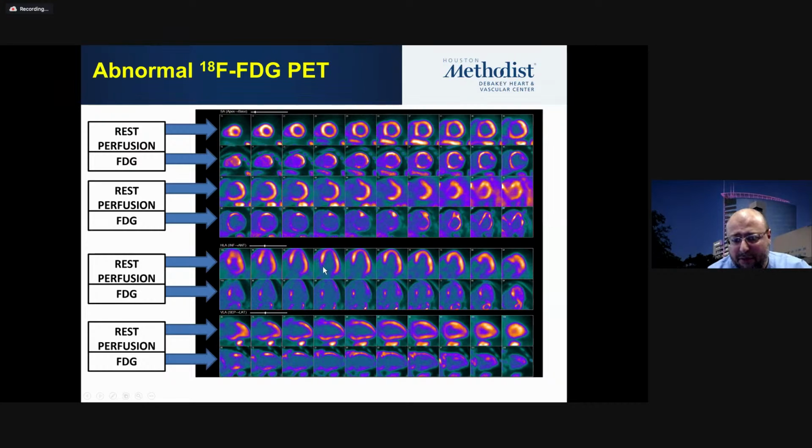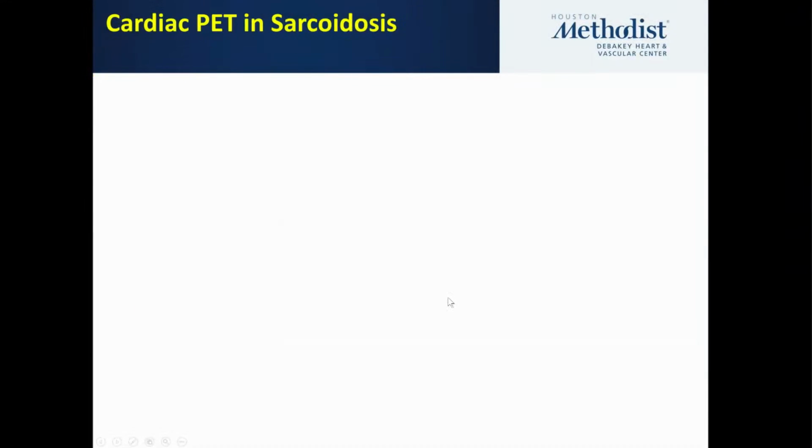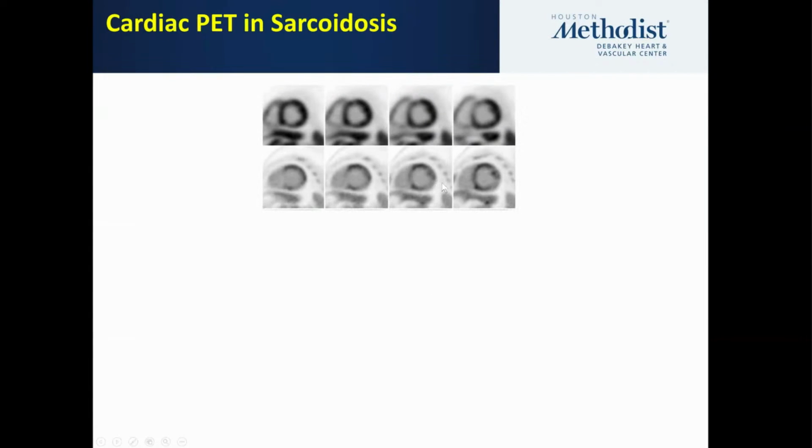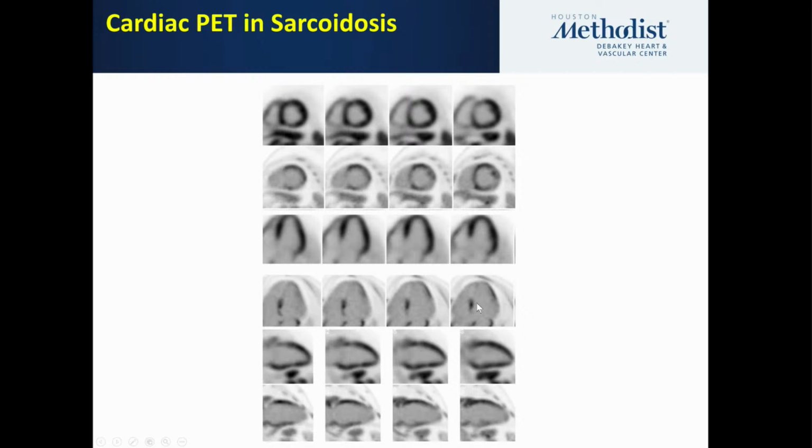So you see perfusion defect in the basal septum, and now you see FDG uptake in this area. We can see FDG uptake also in the left atrium and other areas, and recently we've been paying more attention to this because this might help us also in establishing the diagnosis. So this is an FDG uptake in the left atrium. You can also see it in different views, focusing, for example, on the basal septum in this patient here.